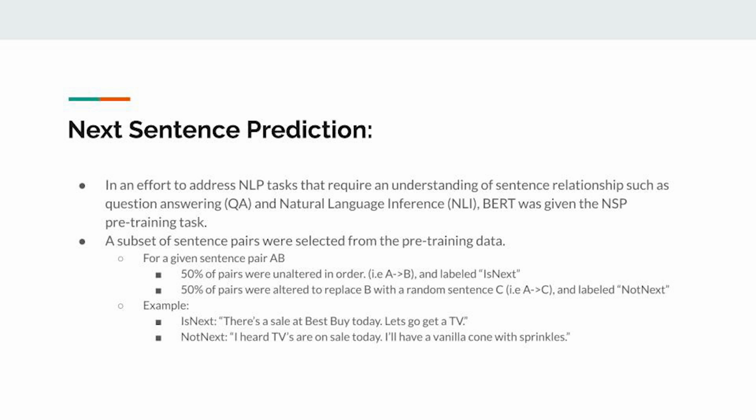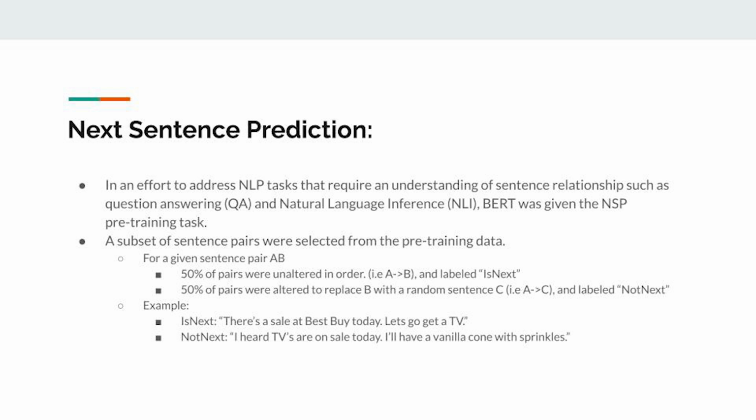The other half of pairs were given to BERT in an altered order to replace the B with a random sentence, C. For example, a sentence AB would instead be AC. One example of an unaltered pair might be, "There's a sale at Best Buy today, let's go get a TV." It follows a logical flow, and BERT would be tasked with recognizing that that was an unaltered pair. A not next or an altered pair might be, "I heard TVs are on sale today, I'll have a vanilla cone with sprinkles." And BERT was tasked with recognizing that those sentence pairs don't have a logical relationship.